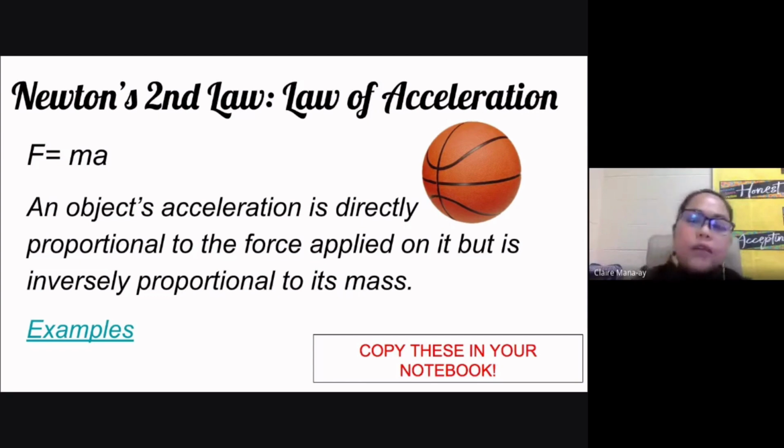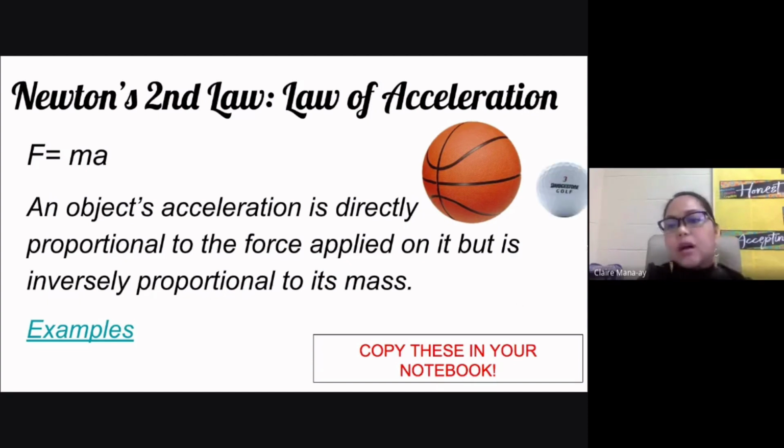What do you think would happen if you double the amount of force that you apply on it? You can say the acceleration would also be doubled, because acceleration is directly proportional to the force applied on it. Now, the second part of your law states that acceleration is inversely proportional to its mass.